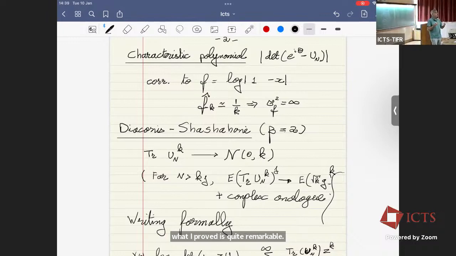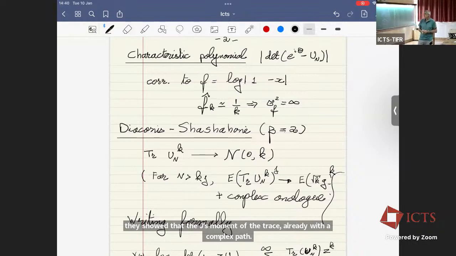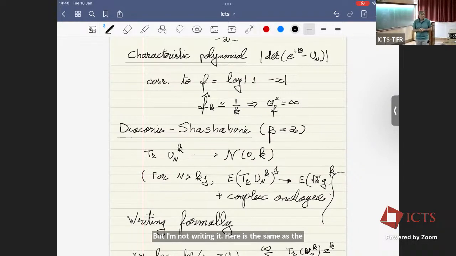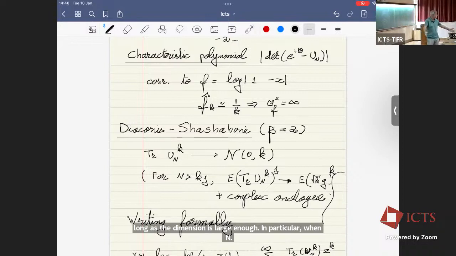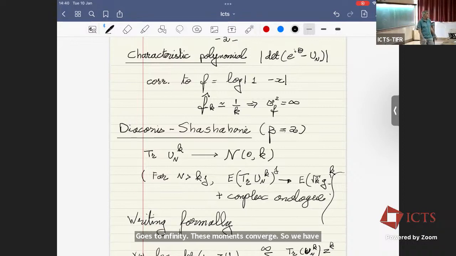They proved an identity, not asymptotic results. In fact, they computed the j-th moment of the trace, also with a complex part, but I'm not writing it here, and showed that it is the same as the expectation of the j-th moment of a Gaussian of variance k, as long as the dimension is large enough. In particular, when n goes to infinity, these moments converge, so we have convergence of all moments, so we have convergence in distribution.